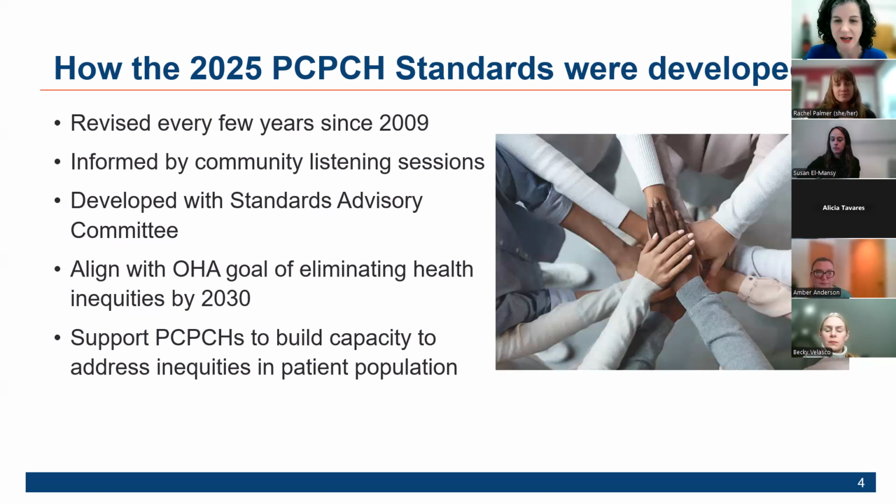So these standards are really designed to align with OHA's goals of eliminating health inequities by 2030. So that is a really important component of these standards and the revisions that were put in place. And they do that by really helping to support primary care practices to develop their own capacity to address inequities within their patient population, which is where we realize practices have the most control over. So really helping practices to think about how they can help and address some of those inequities within their own patient population. And that's what the standards are really designed to do overall, in addition to the health equity designation, which we'll talk about as well.